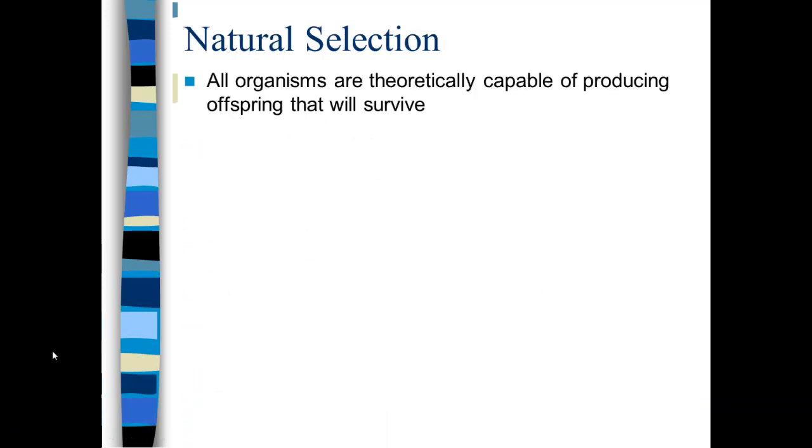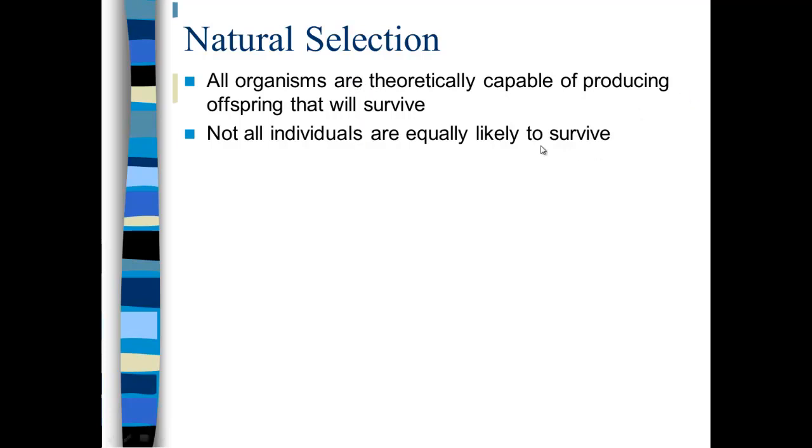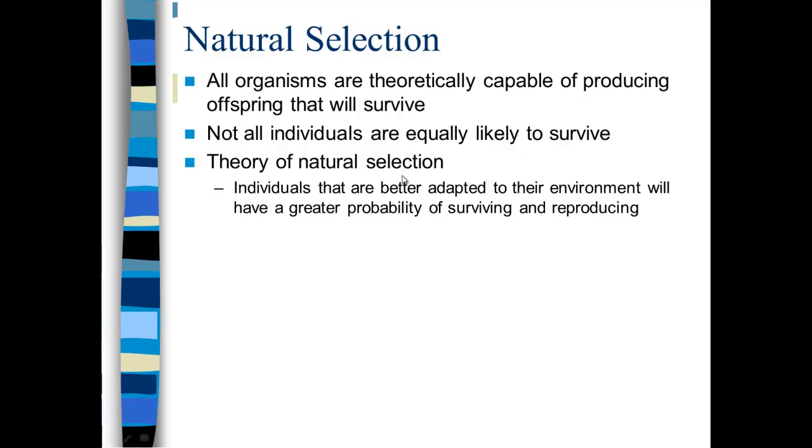Natural selection. Now, all organisms are theoretically capable of producing offspring that will survive. However, not all individuals in a species are equally likely to survive. Genetic differences within the species will create those organisms that are more likely to survive under a given set of environmental conditions, and those that are less likely to survive. So the theory of natural selection is that those individuals that are better adapted to a given environment will have a greater probability of surviving and reproducing.